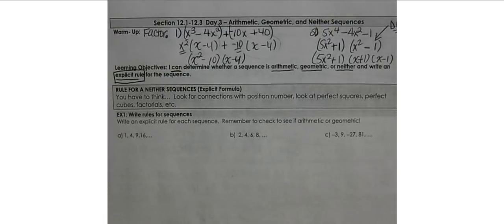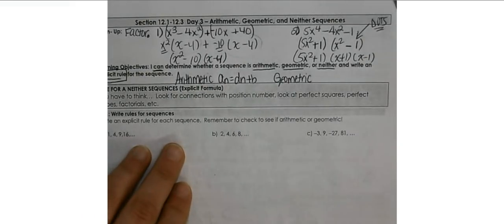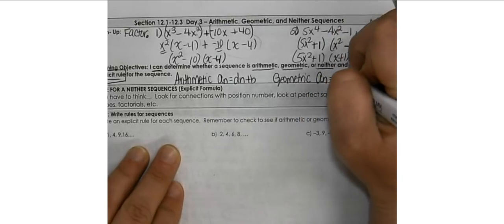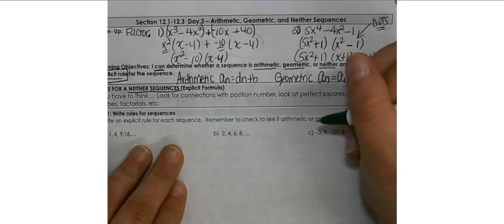Some of these rules we already know. When it comes to arithmetic, arithmetic mirrors a linear function, and our explicit rule is written in the form of a sub n is equal to d times n plus b. We also learned about geometric. Geometric sequences, if we were to write an explicit rule, mirror an exponential function, and that is a sub n is equal to a sub 1 times r to the n minus 1 power. So now we're going to be talking about neither sequences and writing an explicit rule for it.